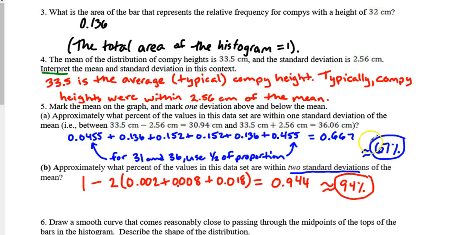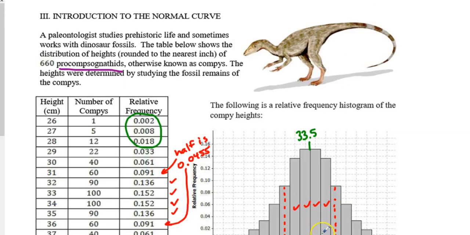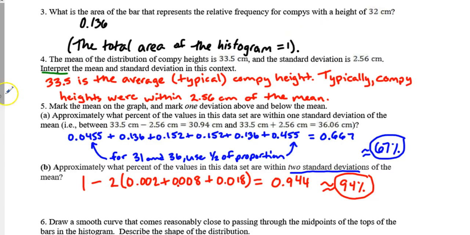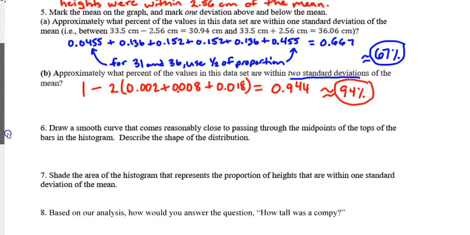So we got 67% within 1 standard deviation, 94% within 2 standard deviations. Turns out that's really close to what we're going to see in a perfect normal curve situation. As you can see, this data was really nice and symmetrical and bell-shaped. All right. So let's proceed with the final couple questions here.